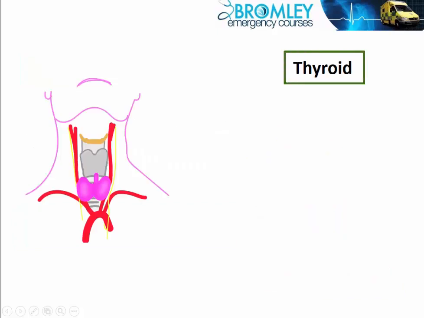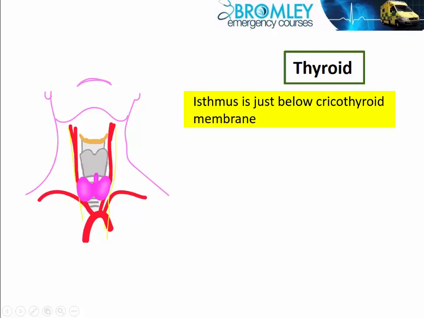Moving on to the thyroid gland. So the thyroid gland obviously produces thyroxine, I'm not going to go into the endocrinology of it, and sits in front of the larynx. In fact, it sits in front of the trachea, and there's some details of this that we need to know. First of all, the isthmus of the thyroid, so the thyroid of course has 2 lateral lobes and an isthmus between them.